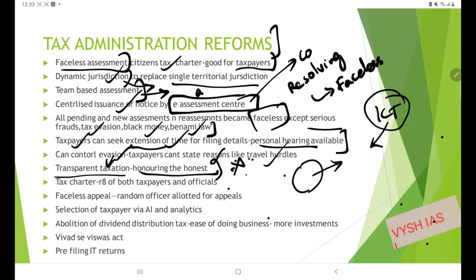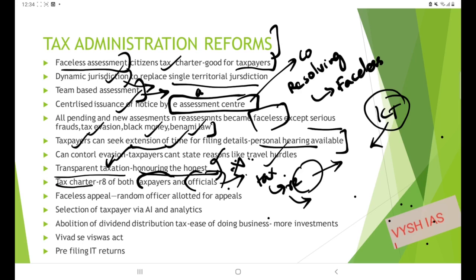Then tax charter, how can you view that? It is both the right of taxpayers and officials. From the part of officials, if they have to administer a state, they have to have some tax. They have to get some revenue, only then they can run a state. So from the part of officials, it is their right. From the part of taxpayers, it is their right, because the reasons why they are not paying tax have to be heard by the authorities. So in both angles, it is a right.